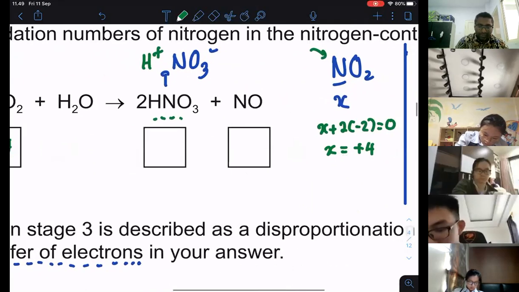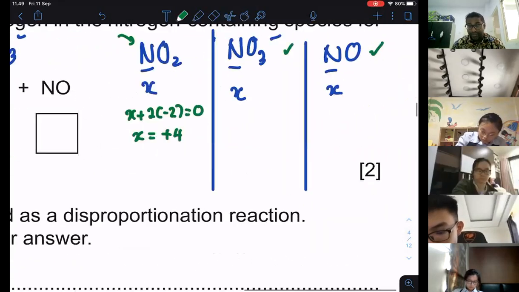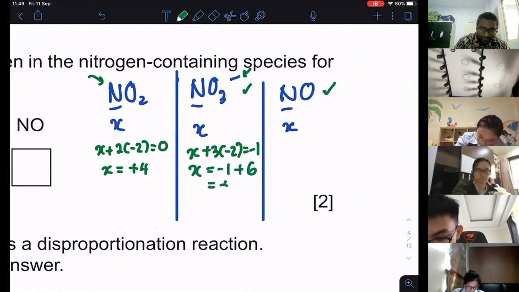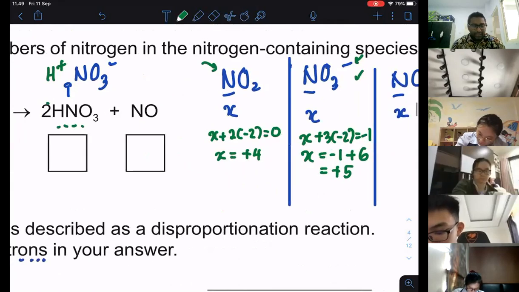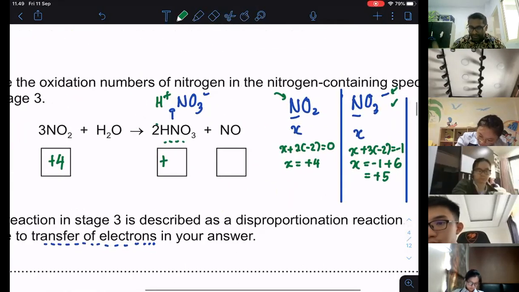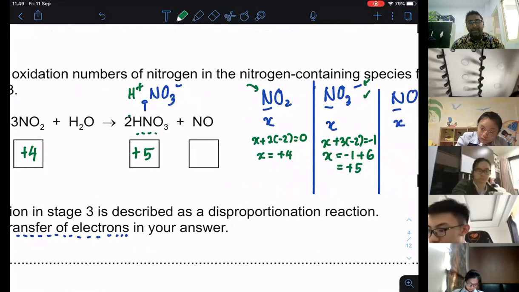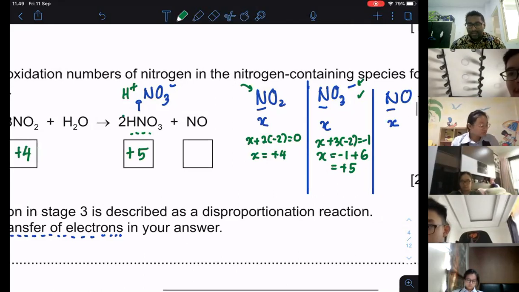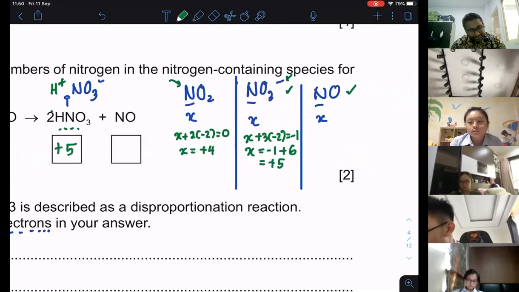Ignore the 3, ignore the 2, all this is useless now. So here is X plus 3 times negative 2 equals, don't forget, negative 1. So X equals negative 1, bring it that side, plus 6. So you will get positive 5. Some students forget to put positive 5. I also forgot to emphasize, do not put 5 alone. Please put the plus. And don't go and put 5 plus either. That is wrong as well.